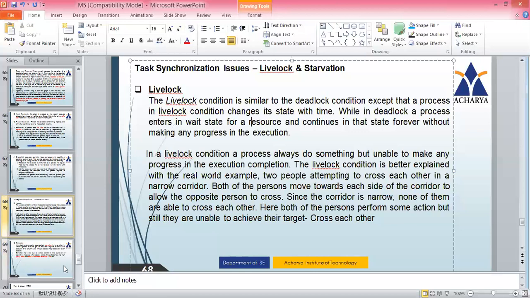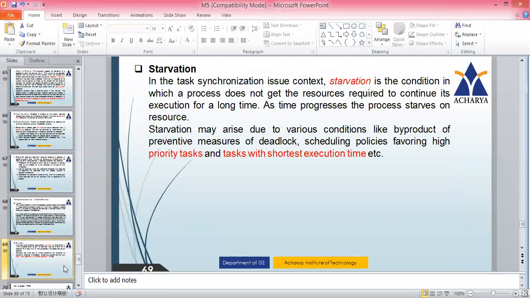Now let's go to the next category, that is starvation. In the task synchronization issue context, starvation is a condition in which a process does not get the resources required to continue its execution for a long time. As usual, everybody knows, the process which wants the resources very badly doesn't get them for a long time. It has to wait and go on waiting. As time progresses, the process starves for a resource. So it badly wants a resource and is waiting for a longer duration, still it won't get it.